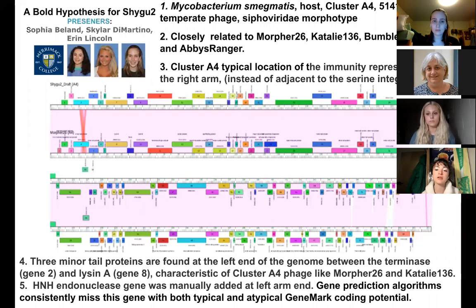Also, 3 minor tail proteins are found at the left end of the genome between the terminase, gene 2, and lysin A, gene 8, characteristic of cluster A4 phages like Morpher 26 and Cataly 136.